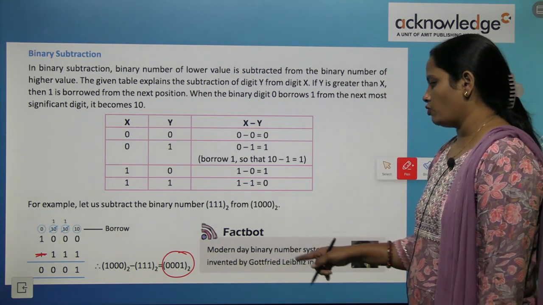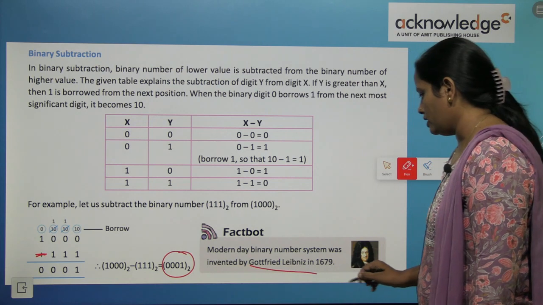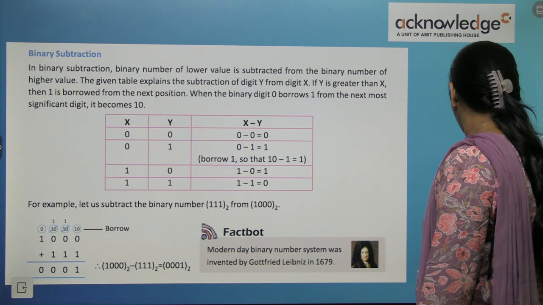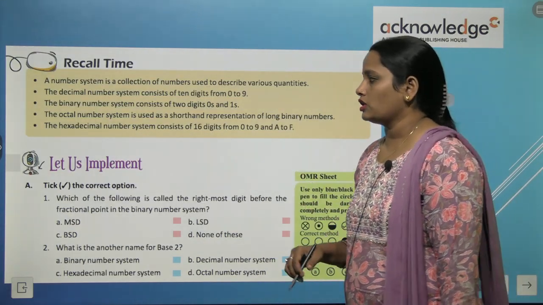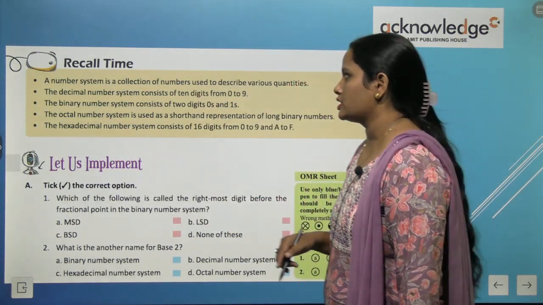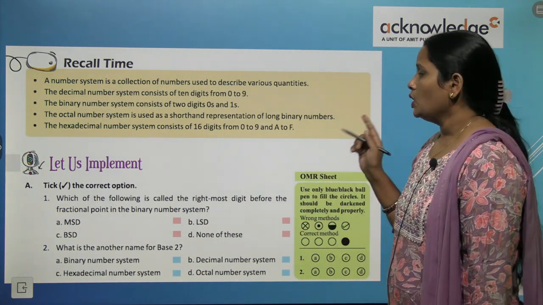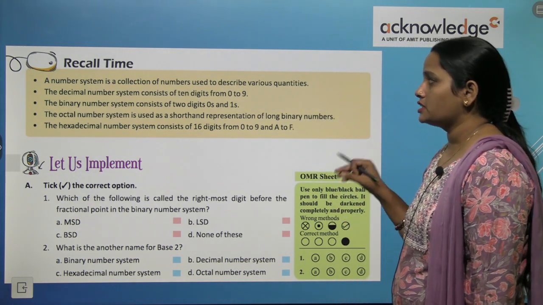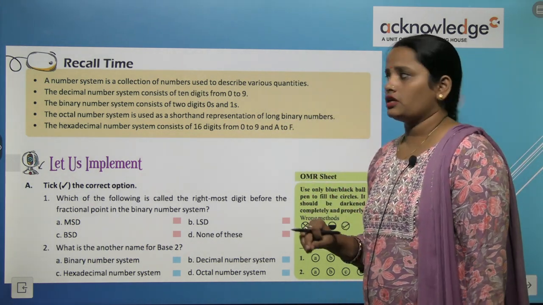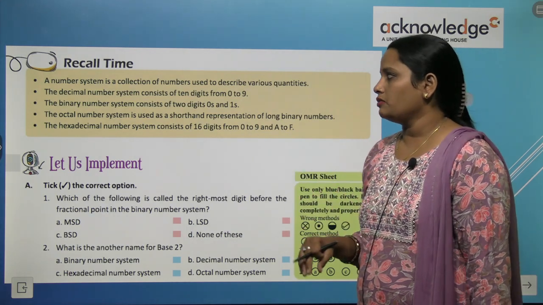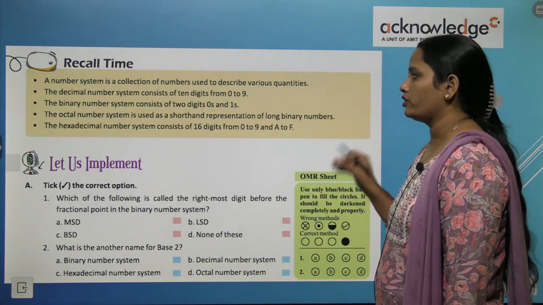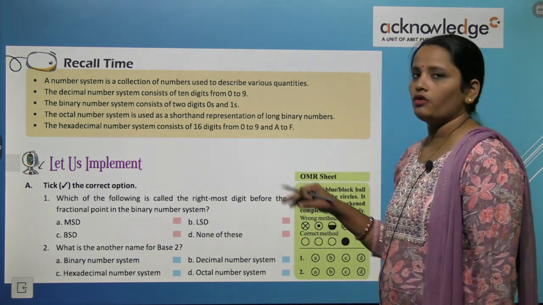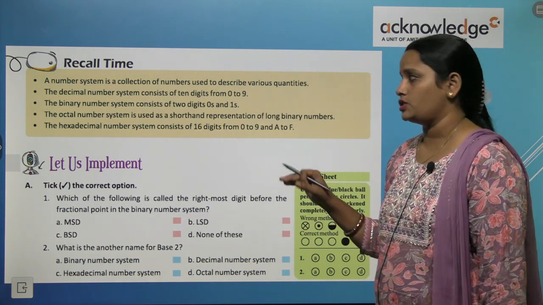Modern day binary number system was invented by Gottfried Leibniz in 1679. Now quickly come to the recall time. A number system is a collection of numbers used to describe various quantities. The decimal number system consists of 10 digits from 0 to 9. The binary number consists of 0 and 1. Octal number uses the shortened representation of long binary numbers, and hexadecimal number system consists of 16 digits from 0 to 9 and A to F.